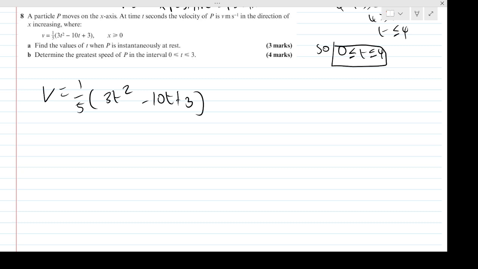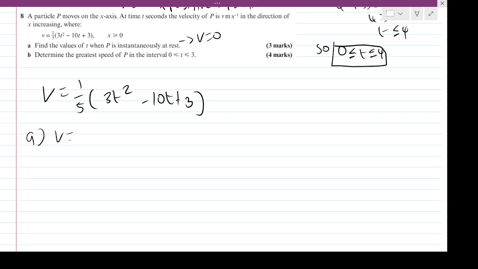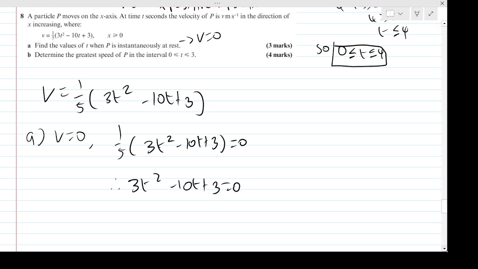Then in part A, it wants to find the values of t when P is instantaneously at rest. So again, at rest means the velocity or the speed has to be equal to 0. So V has to be 0 here. If I set V to 0, that means a fifth of 3t squared minus 10t add 3 equals 0. If I divide by a fifth, I don't care about the factor here. So that means just 3t squared minus 10t add 3 equals 0.